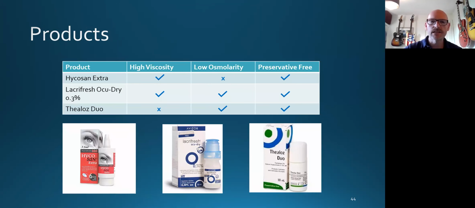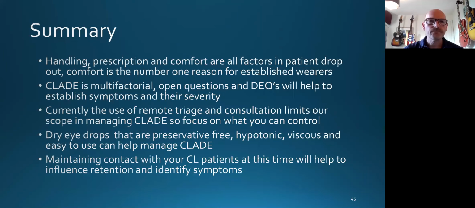And so finally, just a little summary table here, looking at those big three, to see how they stack up in terms of hitting those objectives of high viscosity, low osmolarity, and also, very importantly, being preservative free as well.